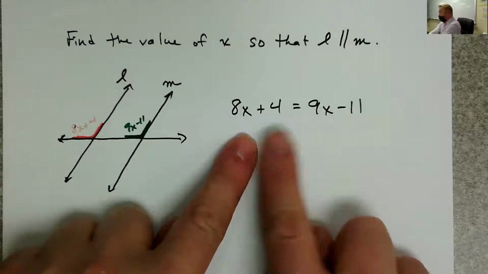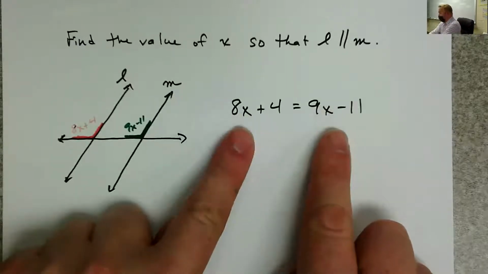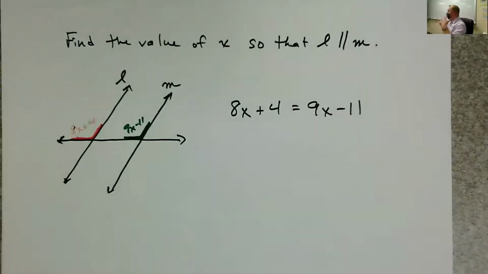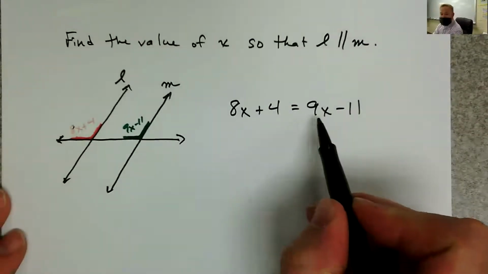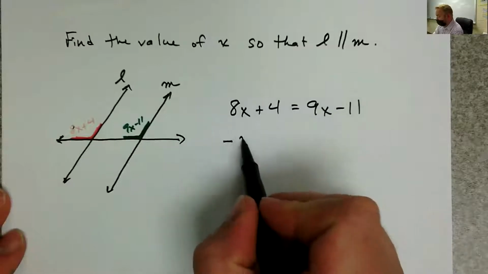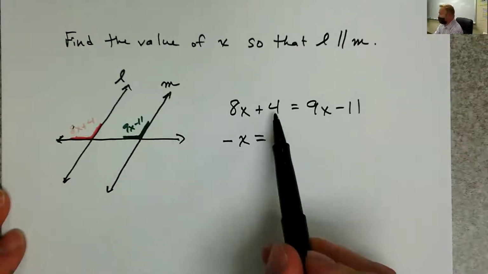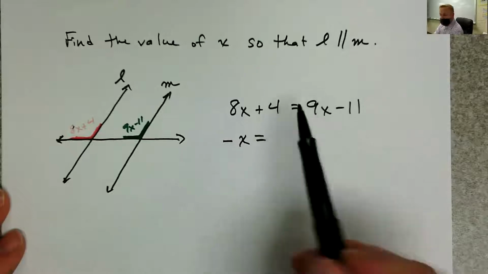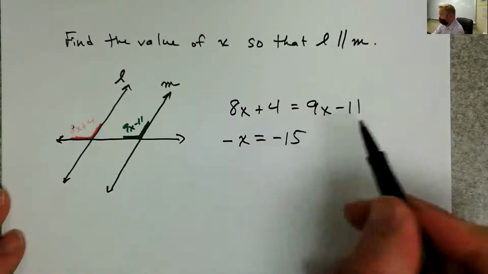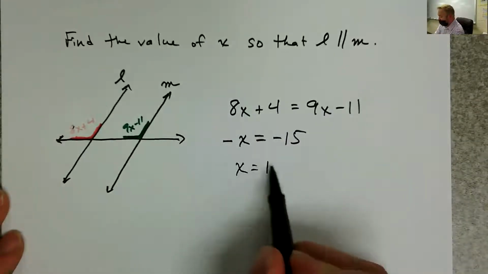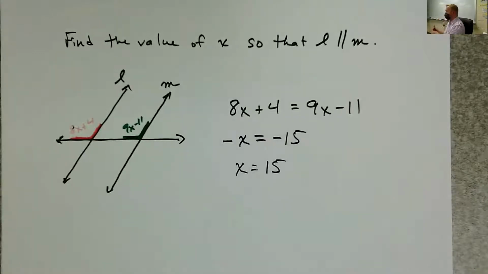So the way I do that is by solving this equation to find the value of x that makes the two angles equal. Now, I'm hoping that algebra-wise, we're pretty good there. I'm going to subtract 9x from both sides. So 8x minus 9x is negative x. I'm going to subtract 4 from both sides. So negative 11 minus 4 is negative 15. Divide by negative 1, I get x is 15.